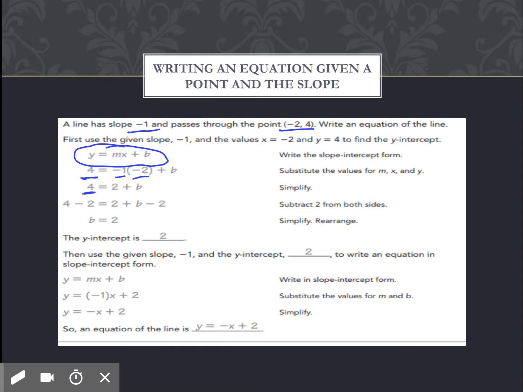So again, you have 4 on the left side. -1 times -2 is 2. So right now you have 4 equals 2 plus b. So now you do inverse operations and subtract 2 from both sides to solve and see that b is 2. So after you get your y-intercept, you can plug everything into your original equation. You are already given the slope, which was -1, and now you put the y-intercept of 2 in there. They simplified this down to y equals -x plus 2. If you have -1x plus 2, it means the exact same thing.